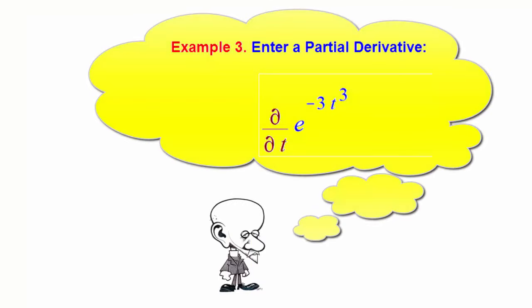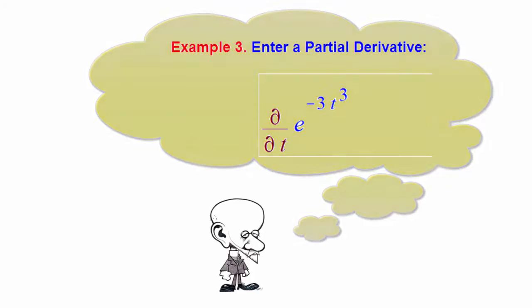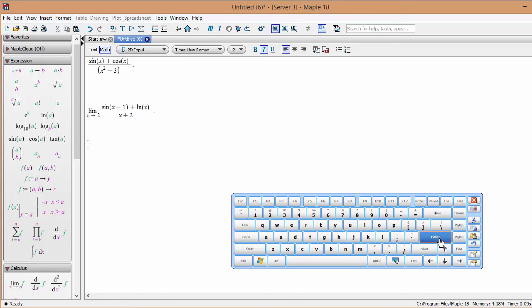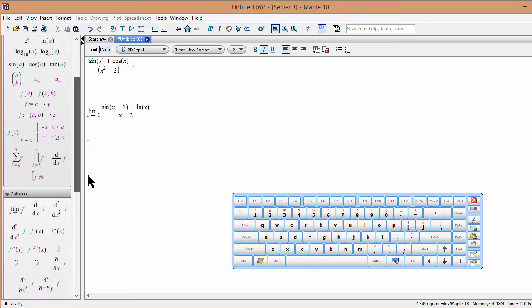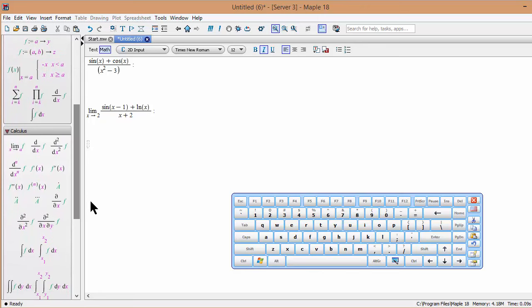Example 3. Enter a partial derivative as follows: partial t, exponential minus 3 times t power 3. To insert a symbol, you can use palettes or symbol names. In order to enter the partial derivative symbol in the Expression palette, click the partial differentiation item. Maple inserts the partial derivative.